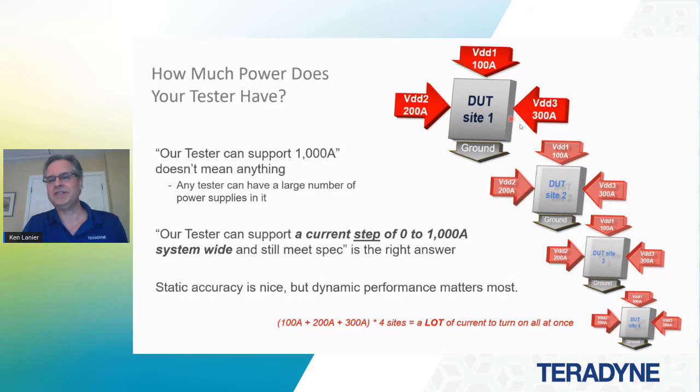If you wanted to test these things 4 at a time, across the tester, what you need to support is a lot of current. In the worst case, I suppose, 2,400 amps. So the tester would have to support a step on all the power supplies collectively of 0 to 2,400 amps, and it would have to stay in spec, which means the voltage would have to be whatever spec was given by the vendor.